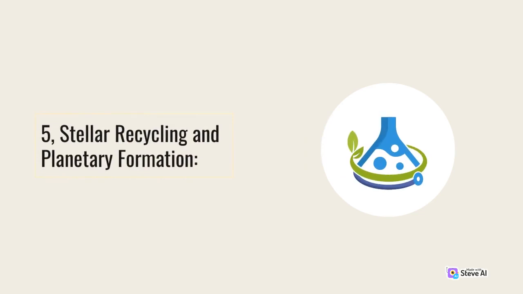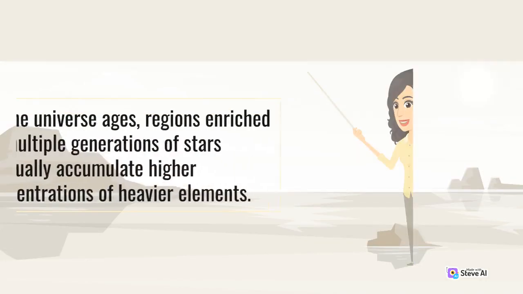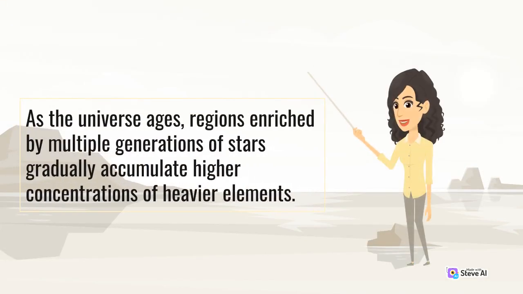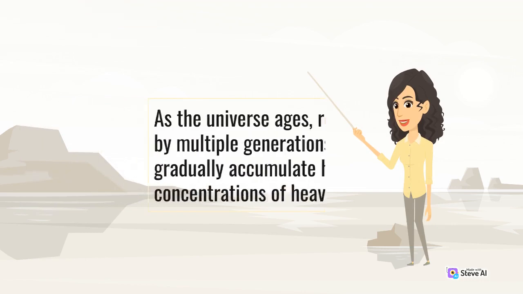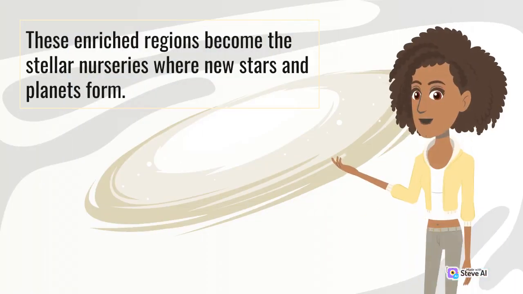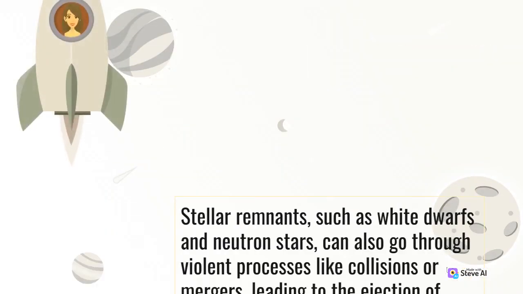5. Stellar recycling and planetary formation. As the universe ages, regions enriched by multiple generations of stars gradually accumulate higher concentrations of heavier elements. These enriched regions become the stellar nurseries where new stars and planets form. Stellar remnants, such as white dwarfs and neutron stars, can also go through violent processes like collisions or mergers, leading to the ejection of even more heavy elements into space.